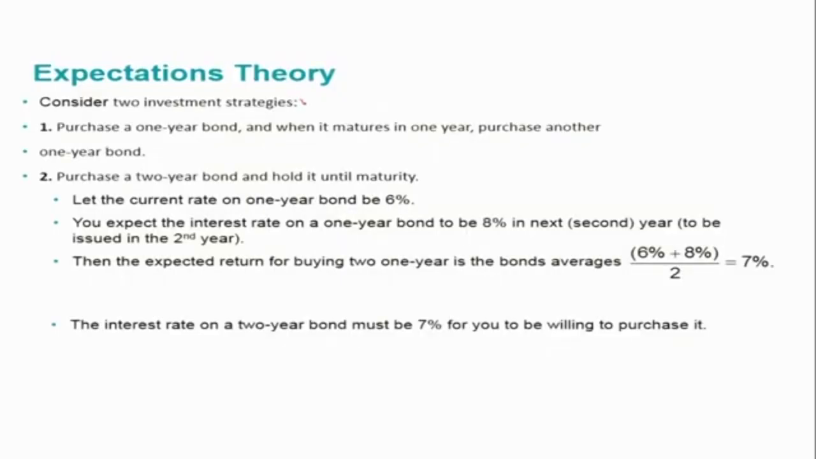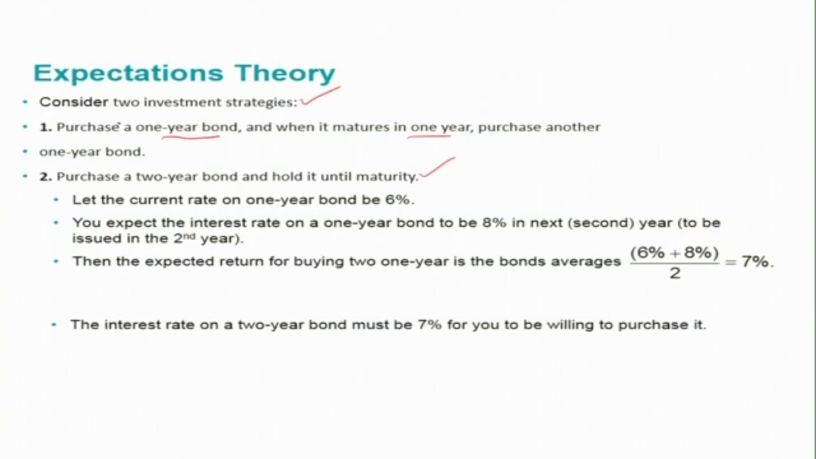Let us explain this considering two investment strategies. One strategy is purchasing a 1-year bond, and when it matures in 1 year, purchasing another 1-year bond. In this case, there is no preference between a 1-year bond and a 2-year bond. They are indifferent. The other strategy is to purchase a 2-year bond and hold it until its maturity. That is the second strategy. So, to explain this, let us see what the expectation theory states.